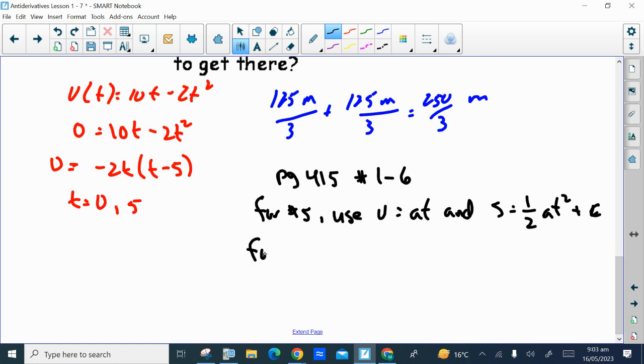And for number 6B, time should be 10 seconds.